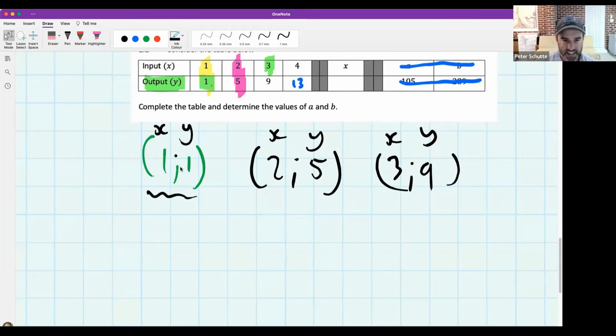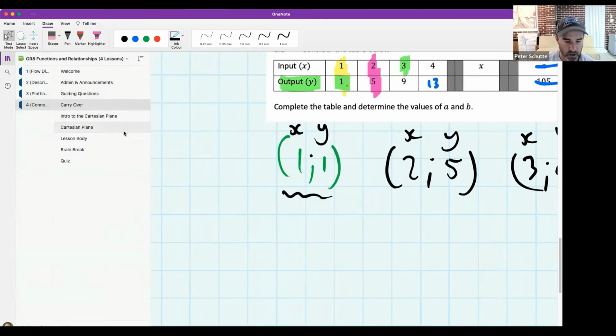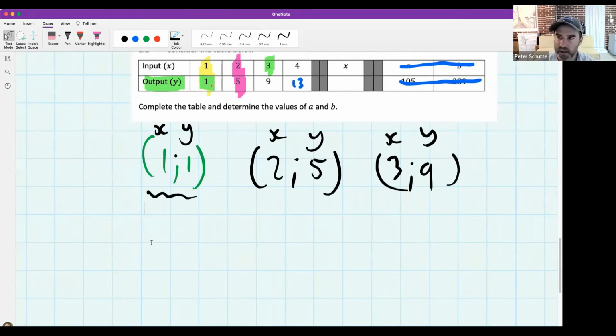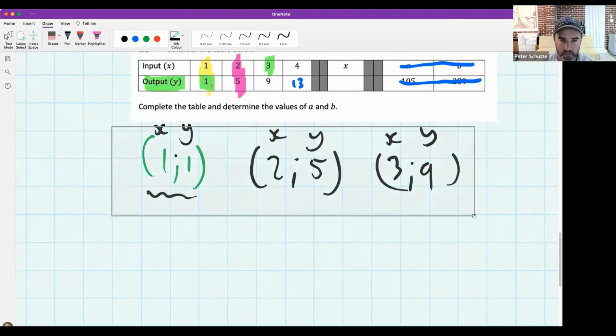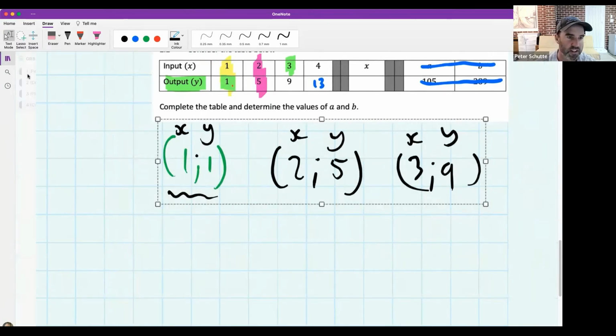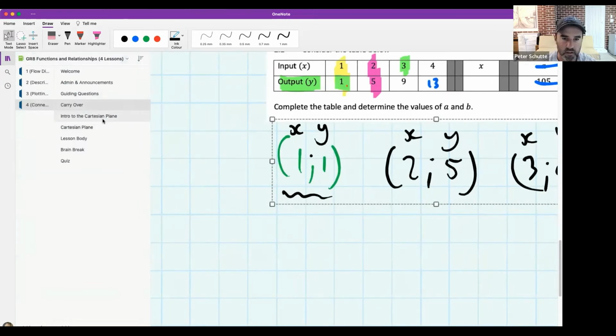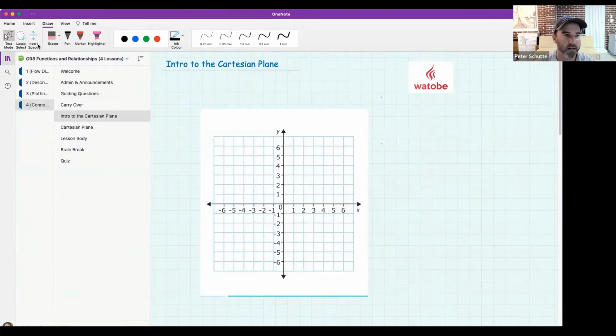Let us take these points, 1, 1, 2, 5, 3, 9, and I'm going to copy these onto my next slide. And then we're going to have a brain break in a second. Control C. And then I'm going to, okay.